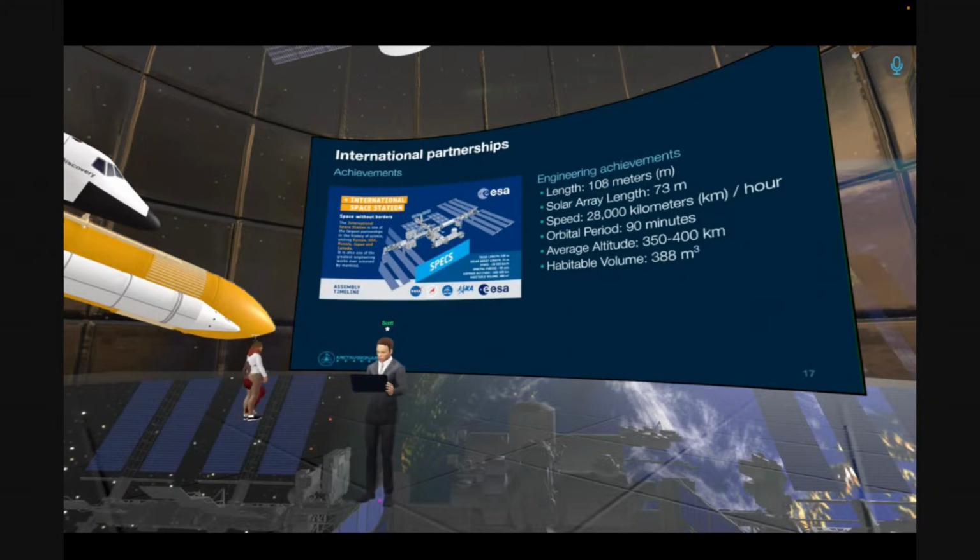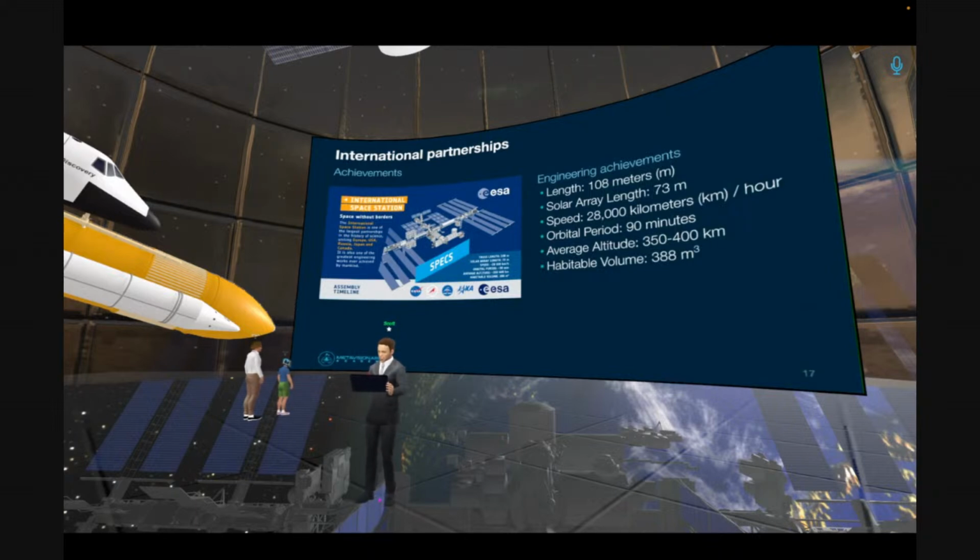It's the length of a football field, but the components that were used to build it, all the rockets and all the ground facilities, really make this space station a lot bigger than just a football field. The solar arrays themselves are 73 meters long, and the space station is orbiting the Earth at 28,000 kilometers an hour. It's really fast. So fast that it orbits the Earth once every 90 minutes.